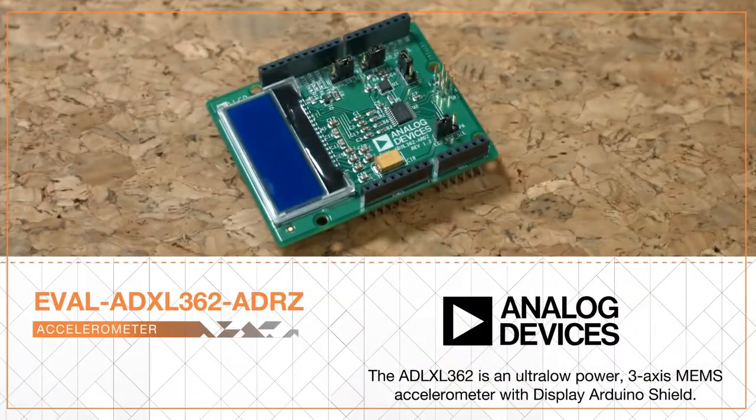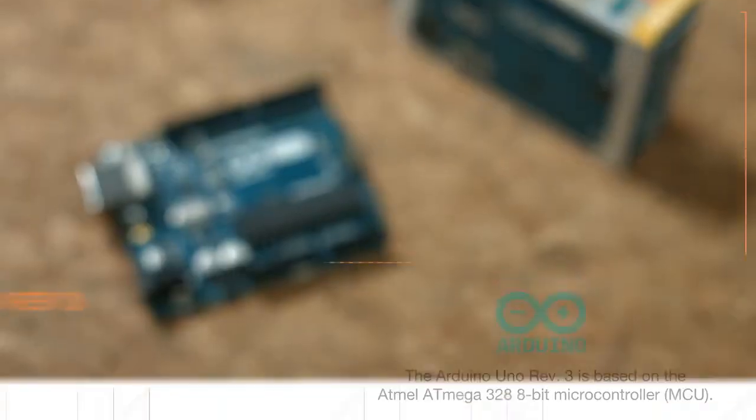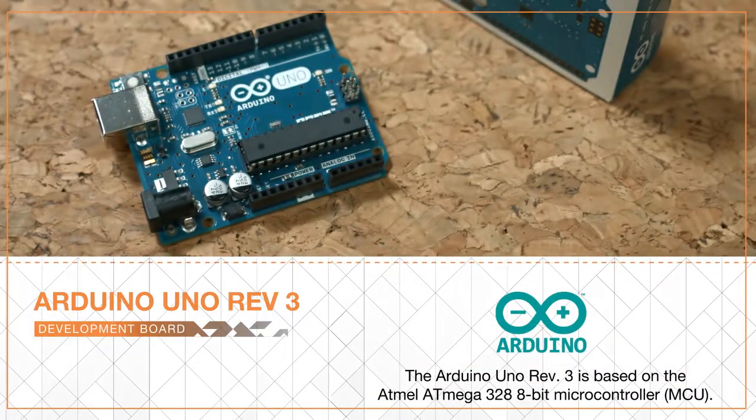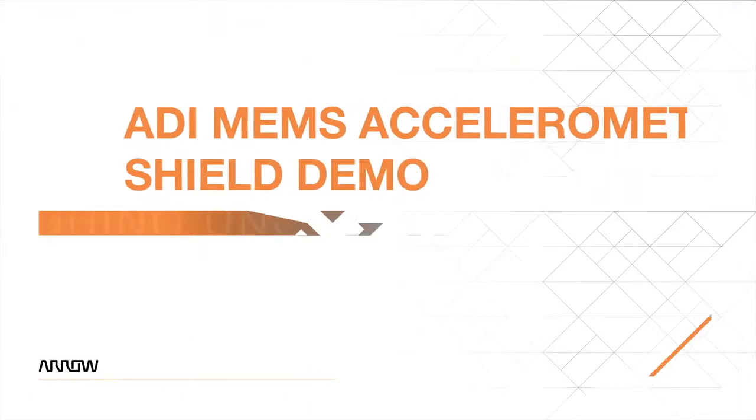Okay, so today I'm going to show you exactly how to use the ADXL362 shields from Analog Devices with the brand new Arduino Uno that you might have picked up from CES or just on Arrow.com.